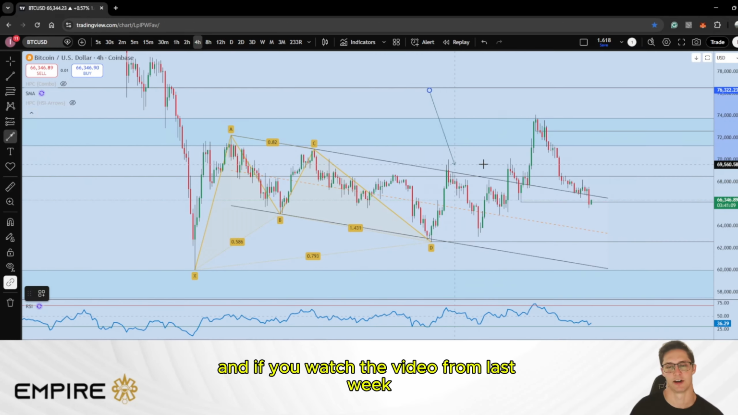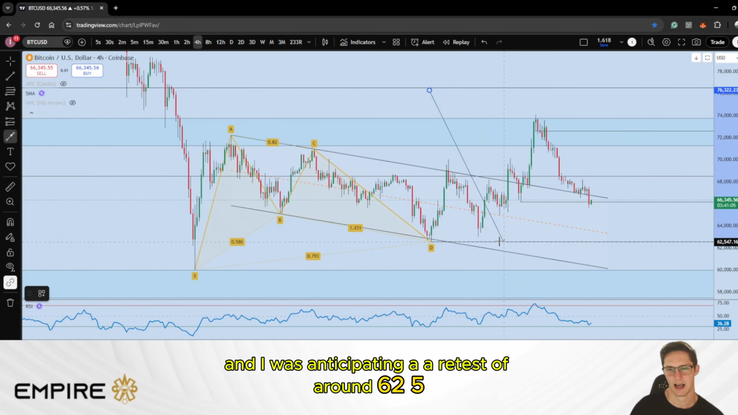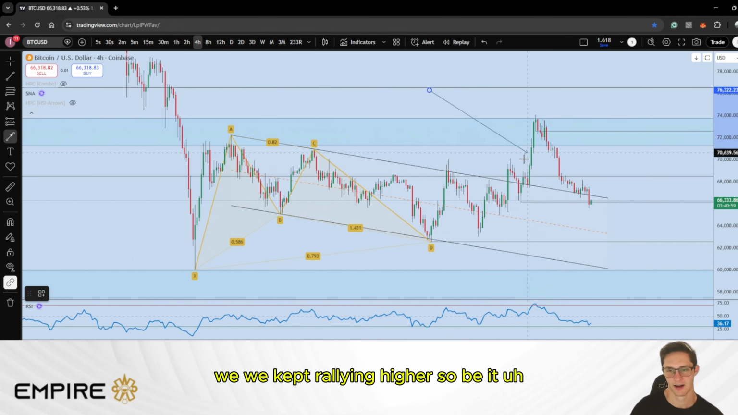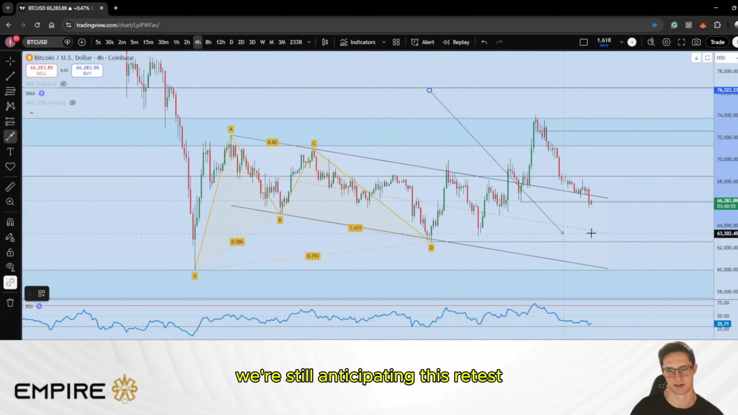If you watched the video from last week, we were coming back down and had a little bit of a bounce, and I was anticipating a retest of around 62.5. We kept rallying higher, so be it. But the bottom line is we're still anticipating this retest.